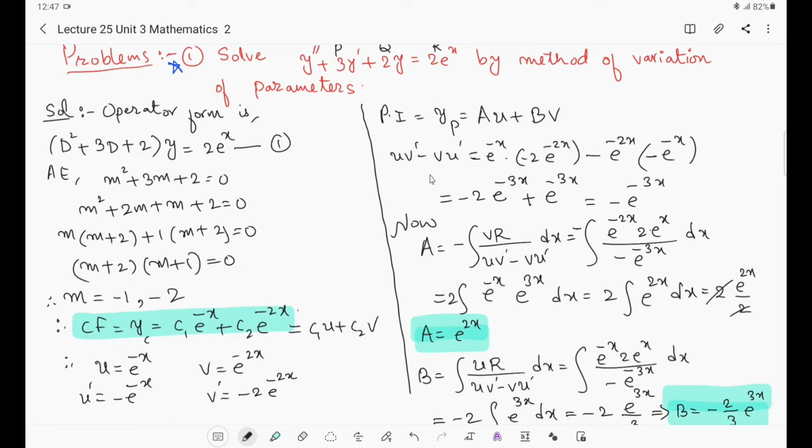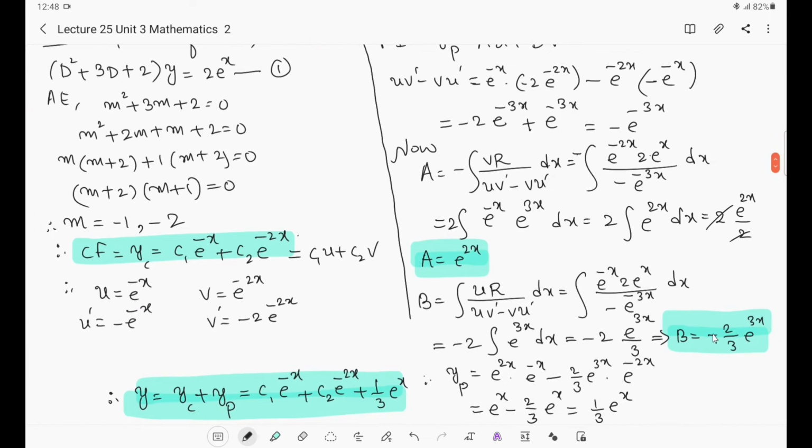Then we are finding uv dash minus vu dash, which we got to be minus e power minus 3x. Now we are finding a, so minus integral vr, where v is e power minus 2x and r is 2 into e power x, taken from the right hand side of the given equation. Uv dash minus vu dash we got to be minus e power minus 3x. So write all the terms and simplify, finally we get e power 2x, which is a. Same way we do for b, which we got to be minus 2 by 3 e power 3x.